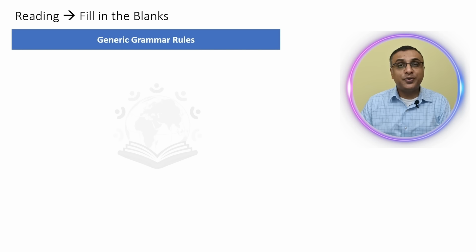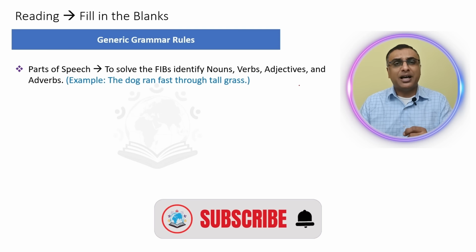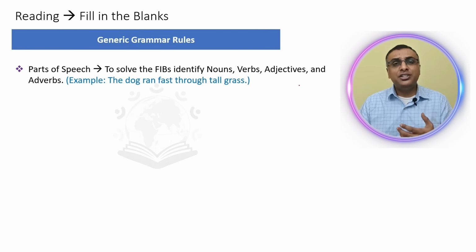Now that you've understood the do's and don'ts for FIB questions in your reading module, let's go ahead and understand the generic rules of grammar. Before proceeding forward, remember, grammar plays a pivotal role in solving your blanks. So pay attention and let's see them one by one. First and foremost, let's discuss parts of speech. You can utilize parts of speech to quickly solve your FIB questions. Using parts of speech, you can identify the words in and around the blank. For the blank also, you can utilize whether it's a noun, a verb, an adjective, or an adverb as well.